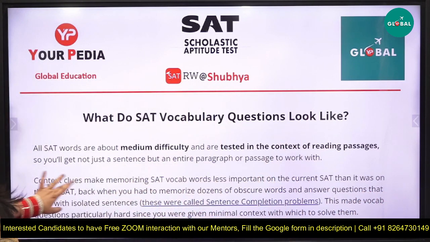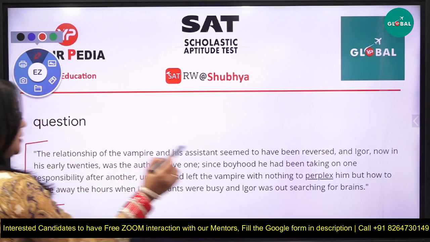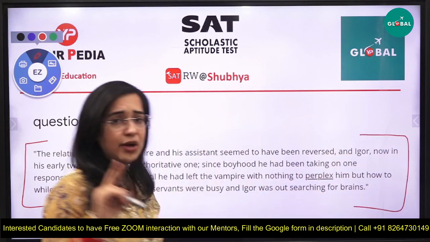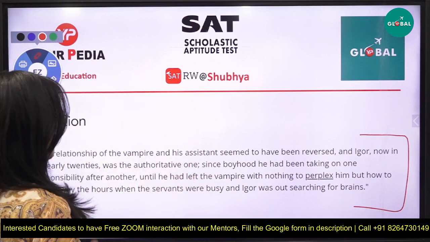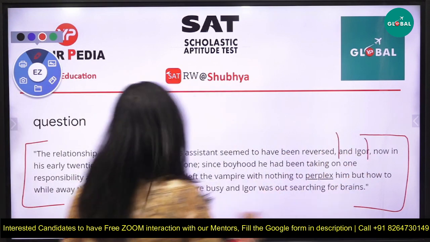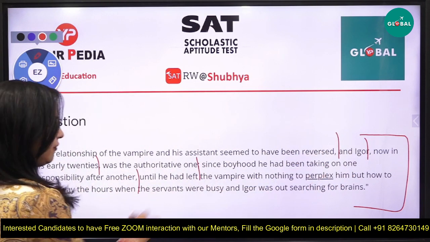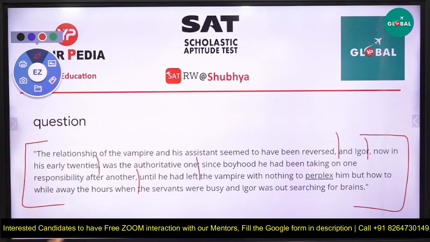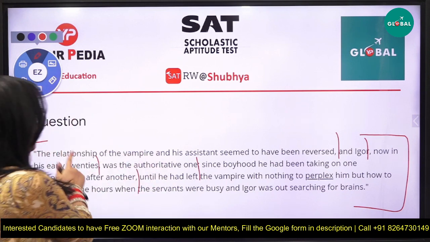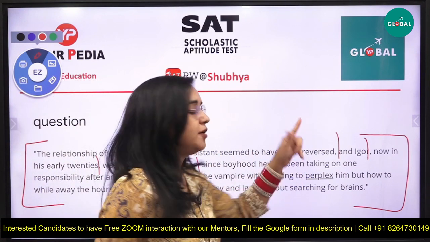Now, what can make you understand this much better is a question which we will practice now. See, this is a statement which is being given. I always tell one thing whenever we are to solve it: whenever you see a punctuation mark, count them: 1, 2, 3, 4, and then 5. So we divided this statement by 5 punctuation marks. Now read it out: The relationship of the vampire and his assistant seemed to have been reversed.